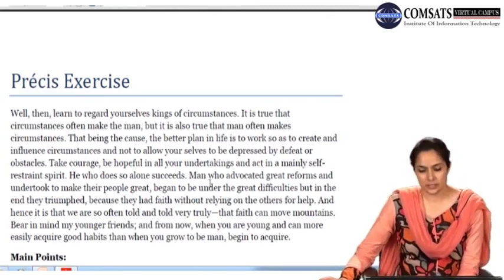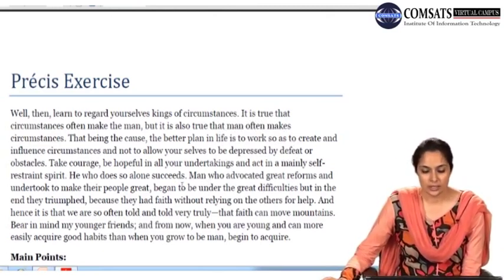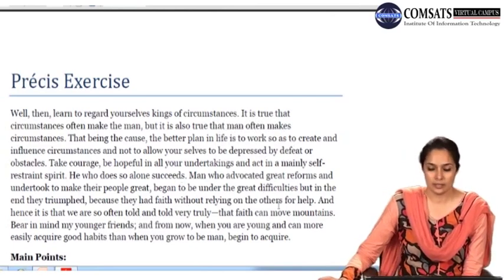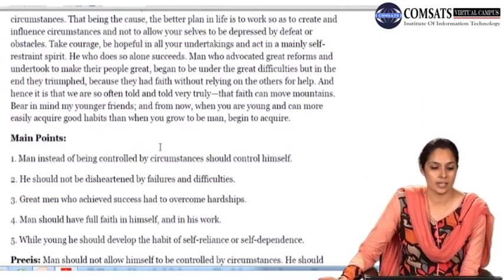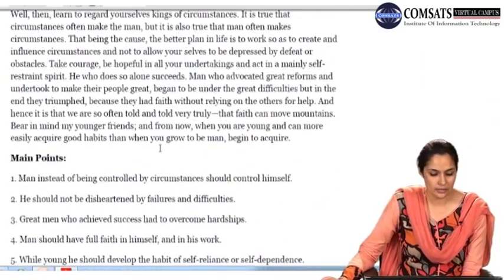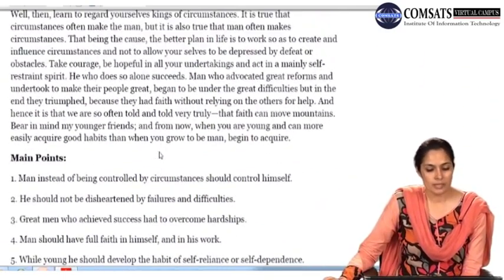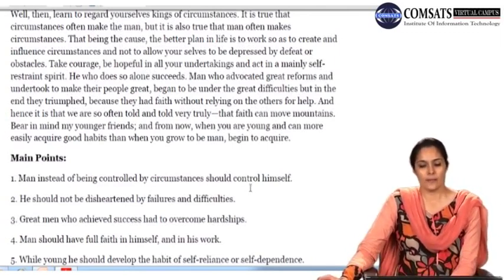difficulties के बाद ही इंसान की ज़िंदगी में success आती है, and it's because of the faith and without relying on others for help. Now let's look at the important points that we have in this passage without looking at the Prezi. Number one, man, instead of being controlled by circumstances, should control himself.